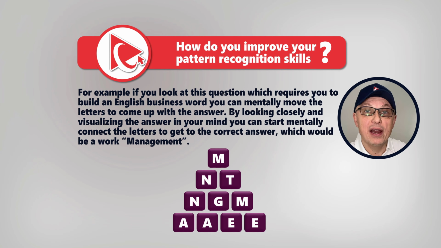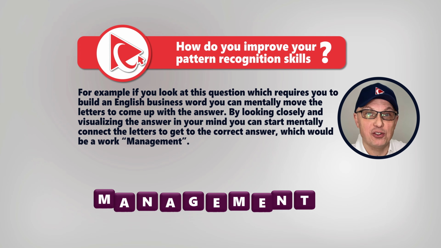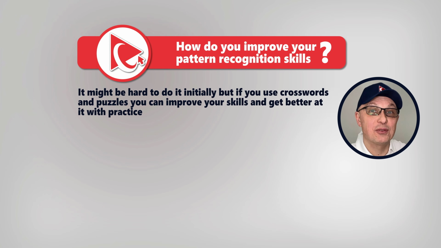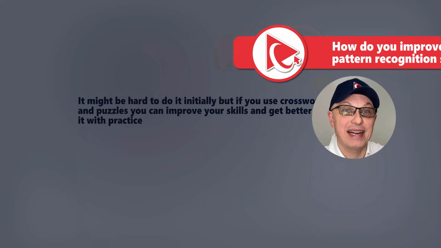Here, you're required to build an English business word, and you need to use all the letters only once. If you look closely and try to visualize and build the answer in your mind, you can mentally connect the letters and get to the correct answer, which is the word management. It might be hard to do it initially, but if you do crosswords and puzzles, you can improve your skills and get better at this with practice.